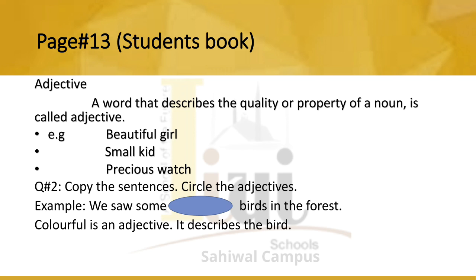So now you have to solve question number 2 on your student's book. Question number 2 is copy the sentence, circle the adjectives. For example, we saw some colorful birds in the forest. So bird is a noun and here colorful is an adjective. The quality or the property is colorful, and the noun for which this quality or property is described is birds. So colorful is an adjective and it describes the birds.